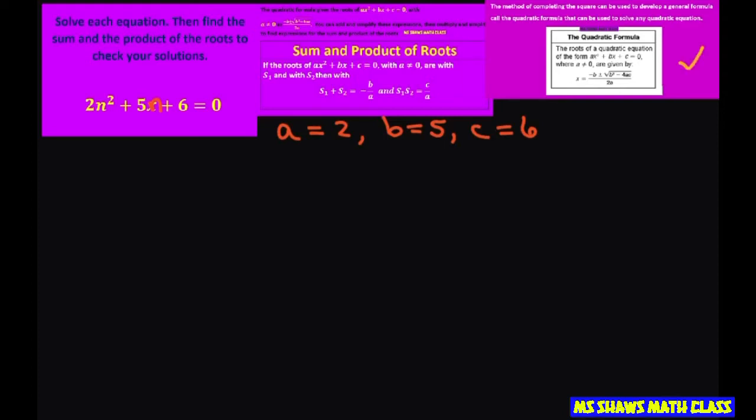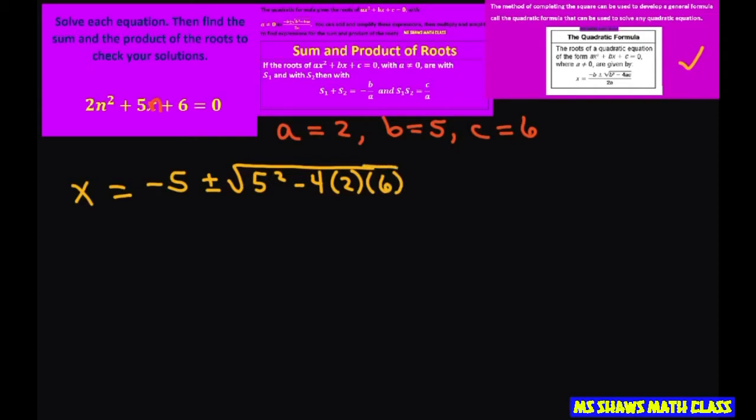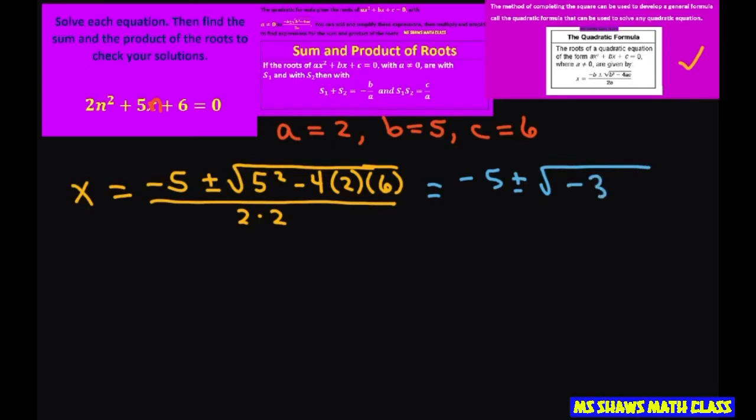Here it is, and let's write it out. So we have x equals negative b, so that's negative 5, plus or minus the square root of b squared, so that's 5 squared, minus 4ac, all divided by 2 times 2. Now this simplifies to negative 5 plus or minus the square root of negative 23, all divided by 4.